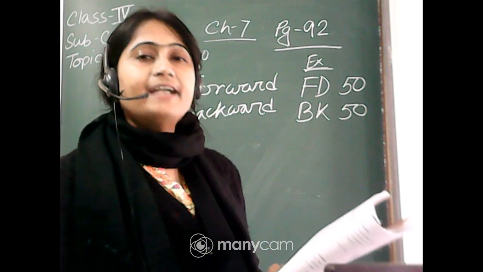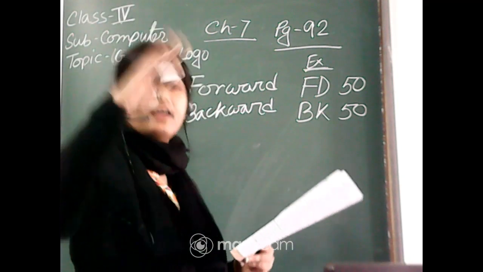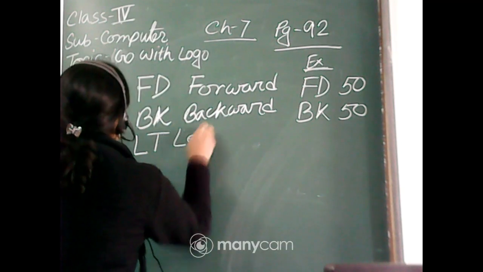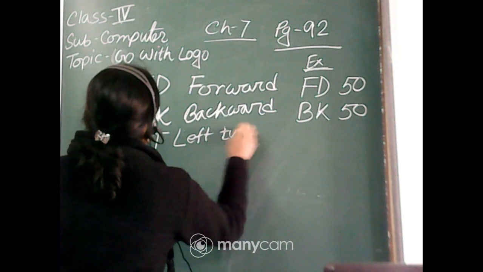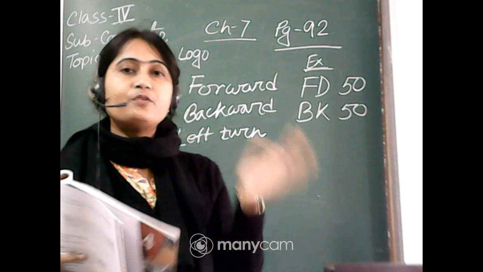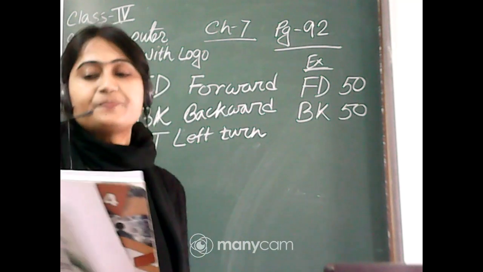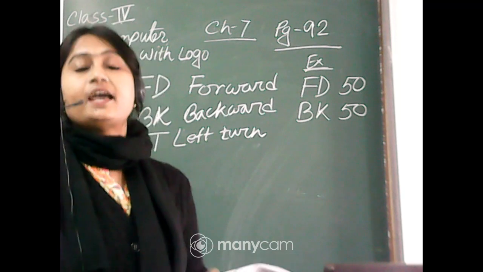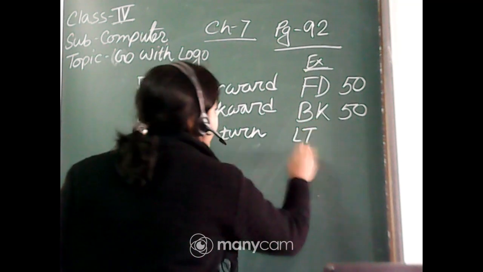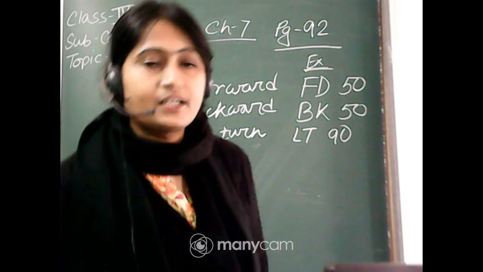Then LT. LT is left turn. If you want to move the head of the turtle to the left, then you have to apply LT. Left turn means we can turn the head of the turtle to the left side according to the given degrees. If you want to turn the turtle left 90 degrees, write LT space 90. This is a degree, and the head of the turtle will turn 90 degrees.